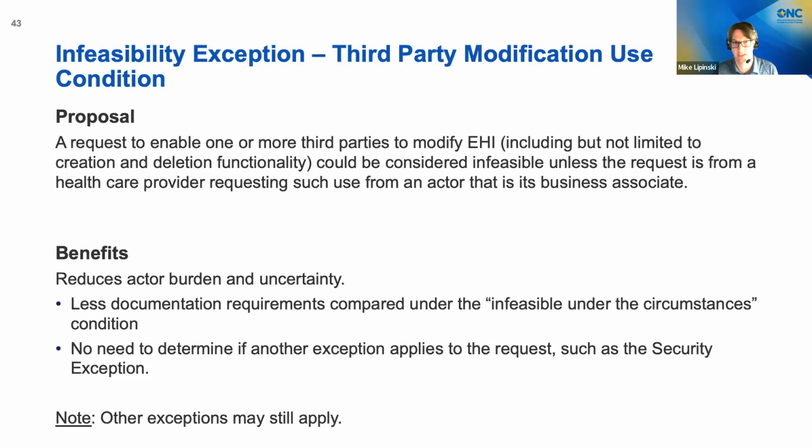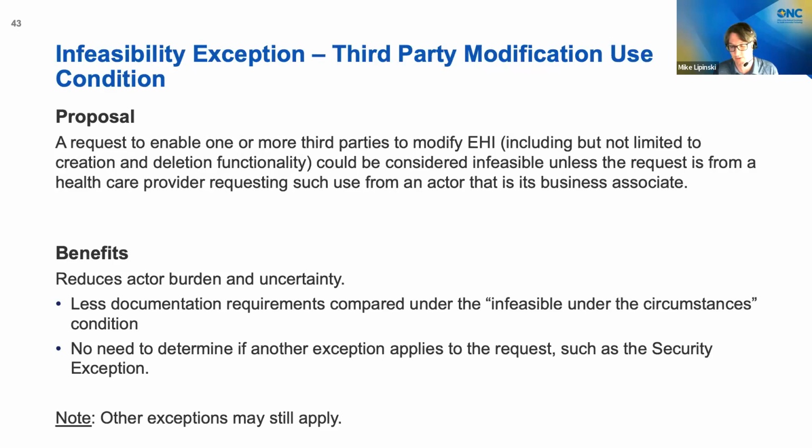And instead, what we've said here in this particular circumstance, so when it's not a business associate or the covered entity themselves asking to make modifications to the record, if it's anyone else, they can use this proposed condition to say no to that, to not do it. So generally, they may still have been able to say no under the current exceptions. I want to be clear about that.